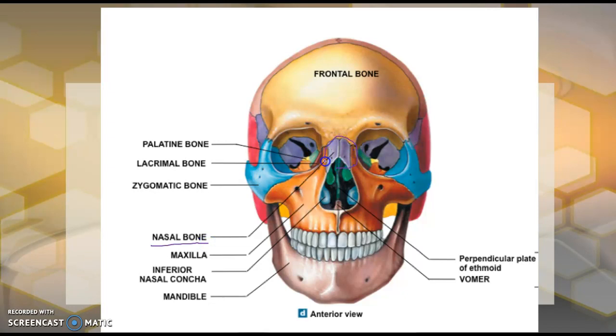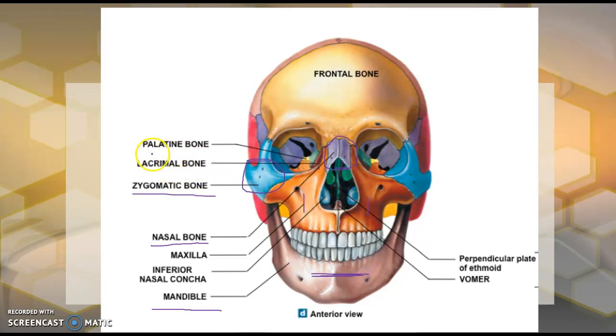Okay, it's going to be right here. The zygomatic bone is going to be your cheekbones. Okay, here's a maxilla and a maxilla. Maxillae for plural, so both of those, your upper jawbone. Here's your mandible, which is the lower jawbone.